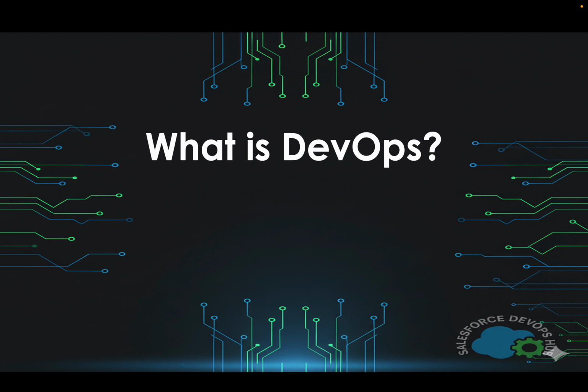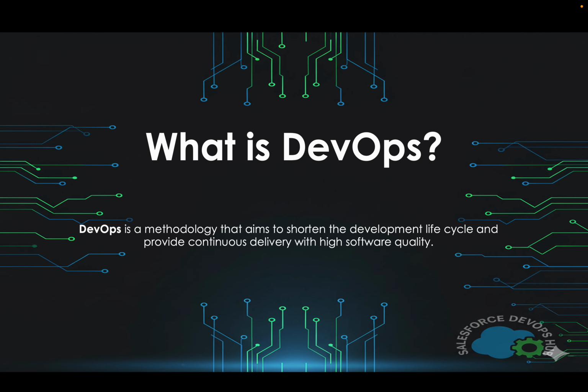What is DevOps? As you see the word DevOps, it's a combination of two words, developers and operations. Before we deep dive into what is DevOps, let's go into the definition of DevOps. This is a methodology, not a technology, that aims to shorten the development life cycle and provide continuous delivery with high software quality. So how do we achieve continuous delivery with high software quality? Let's go deeper.